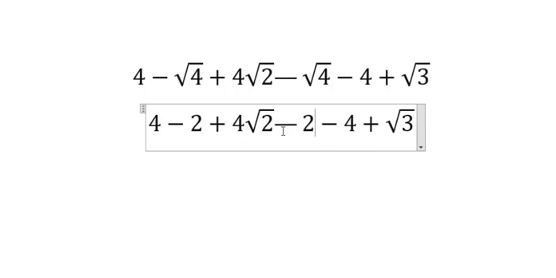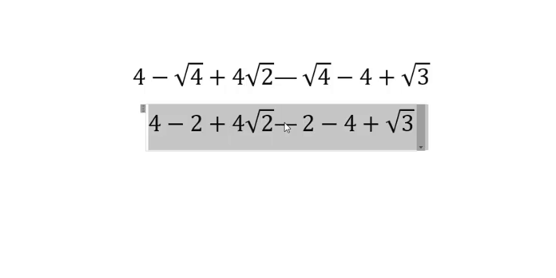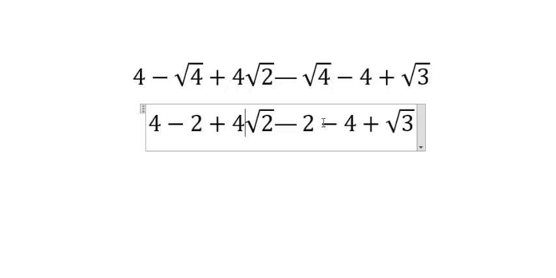And then we're gonna perform the operations. 4 minus 2 is 2. Minus 2 is 0. Minus 4 will be negative 4. So what we have in here is negative 4.